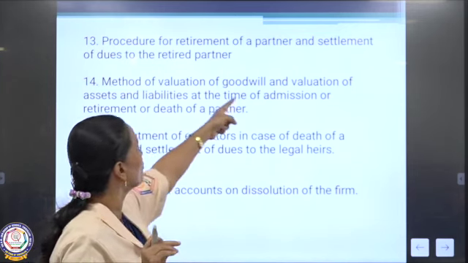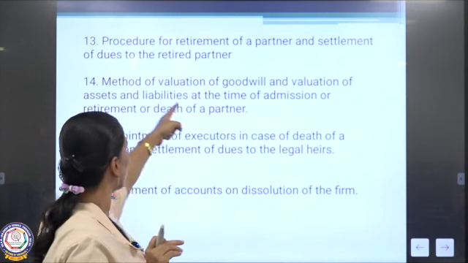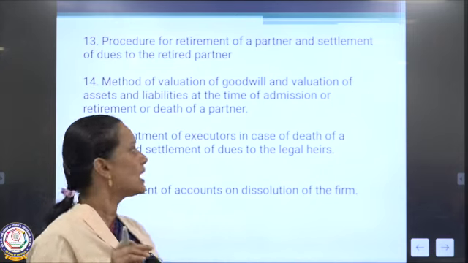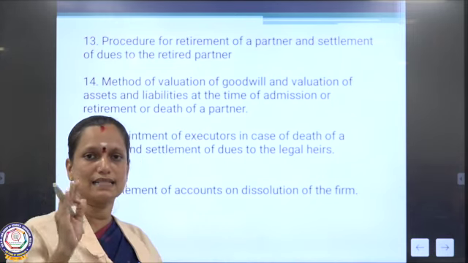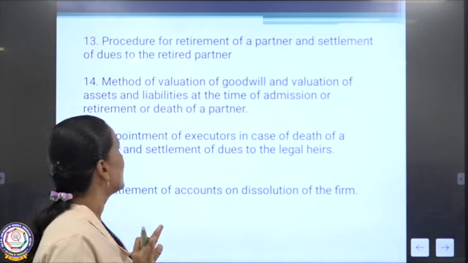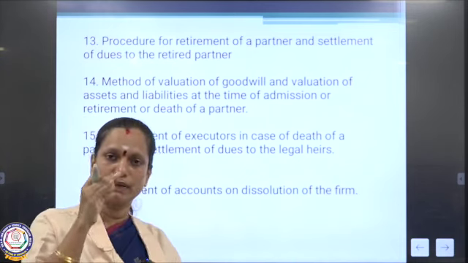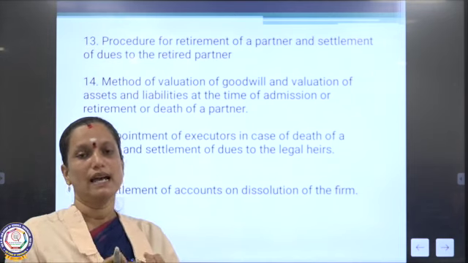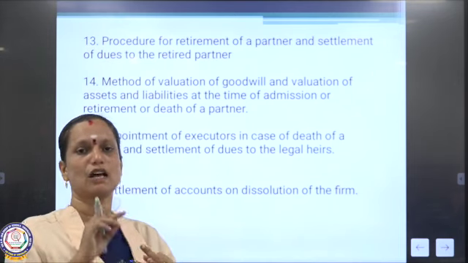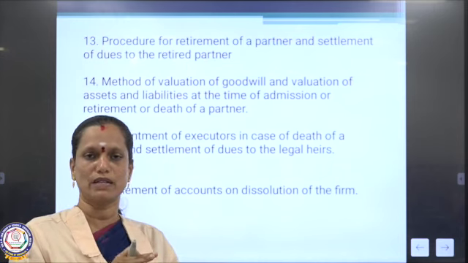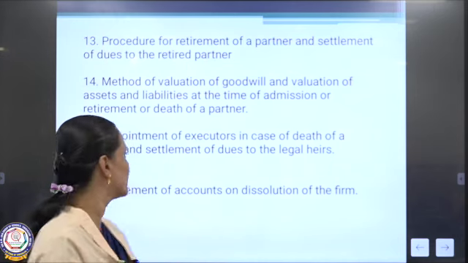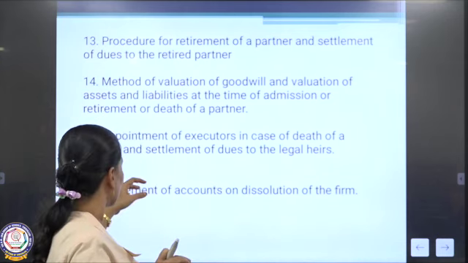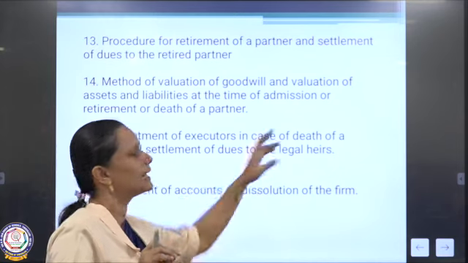Method of valuation of goodwill and valuation of assets and liabilities at the time of admission or retirement or death of the partner. See how we are going to calculate the assets and liabilities, and then in the admission, while admitting the partner, how you are going to calculate, and then retirement, how you will calculate, and if any partner has died, how you are going to calculate, that also we have to mention in the content itself.